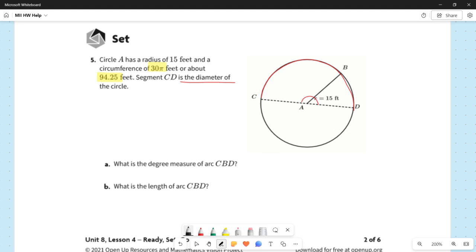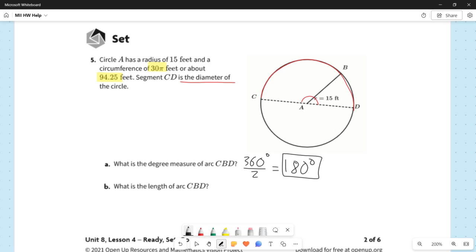And so an entire circle is 360 degrees, which means in this case, my central angle is going to be half of that. So it's going to be 360. That's a full circle. And because CD is a diameter and it cuts it in half, the central angle is going to be half of 360. And so half of 360 is 180 degrees. That's our answer. Not much more we can do with that.